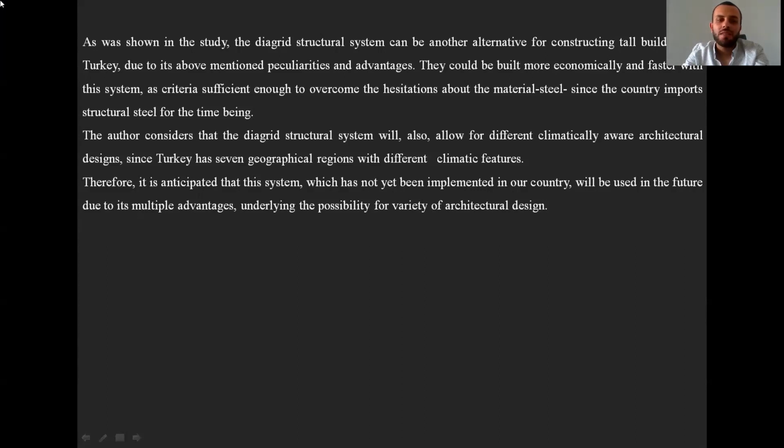Therefore, it's accepted that this system, which has not yet been implemented in our country, will be used in the future due to its multiple advantages, underlying the possibility for a variety of architectural design.